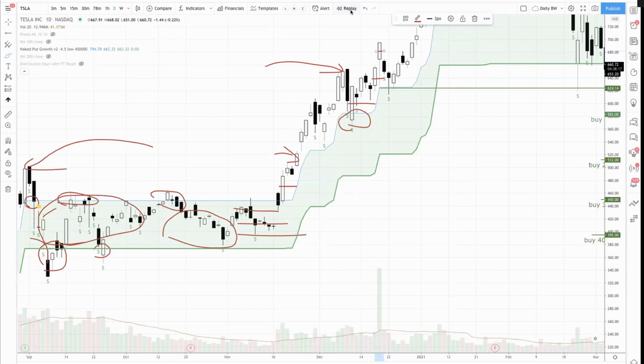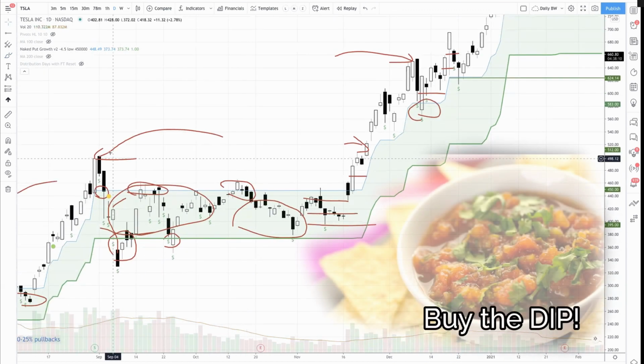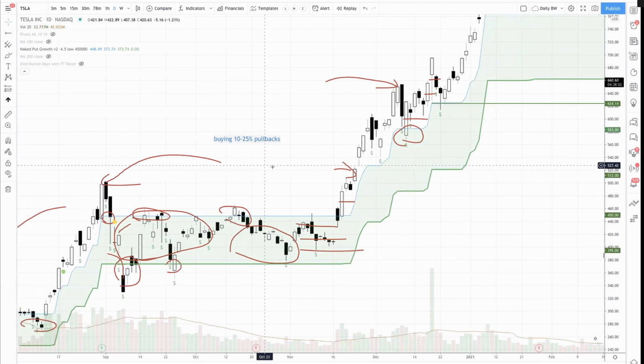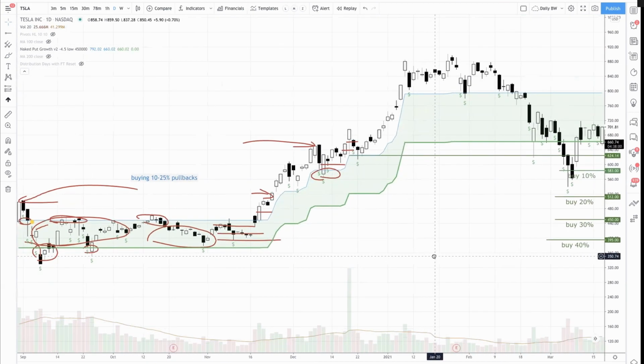And half of that candle would have been something like that. And so the idea is you can buy dips, but don't buy 1 to 2% dips. Buy 10 to 25% dips, 10 to 25% pullbacks. Do that and you'll be in a much better position. Again, at the end of the day, it's just executing your plan.